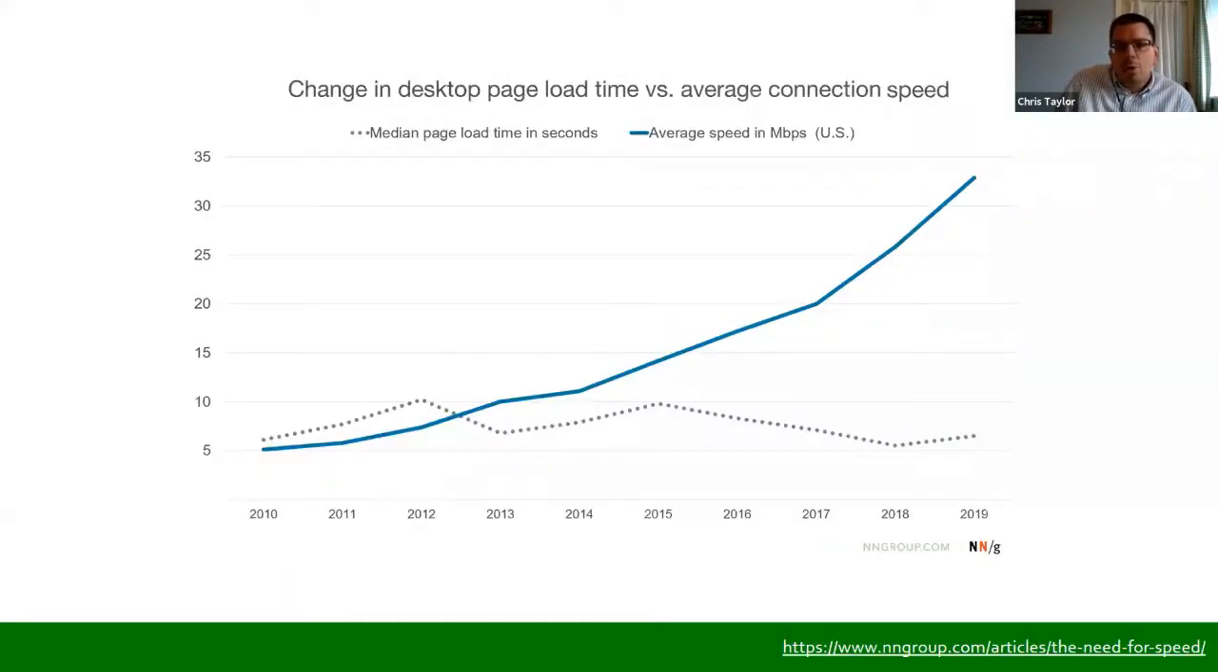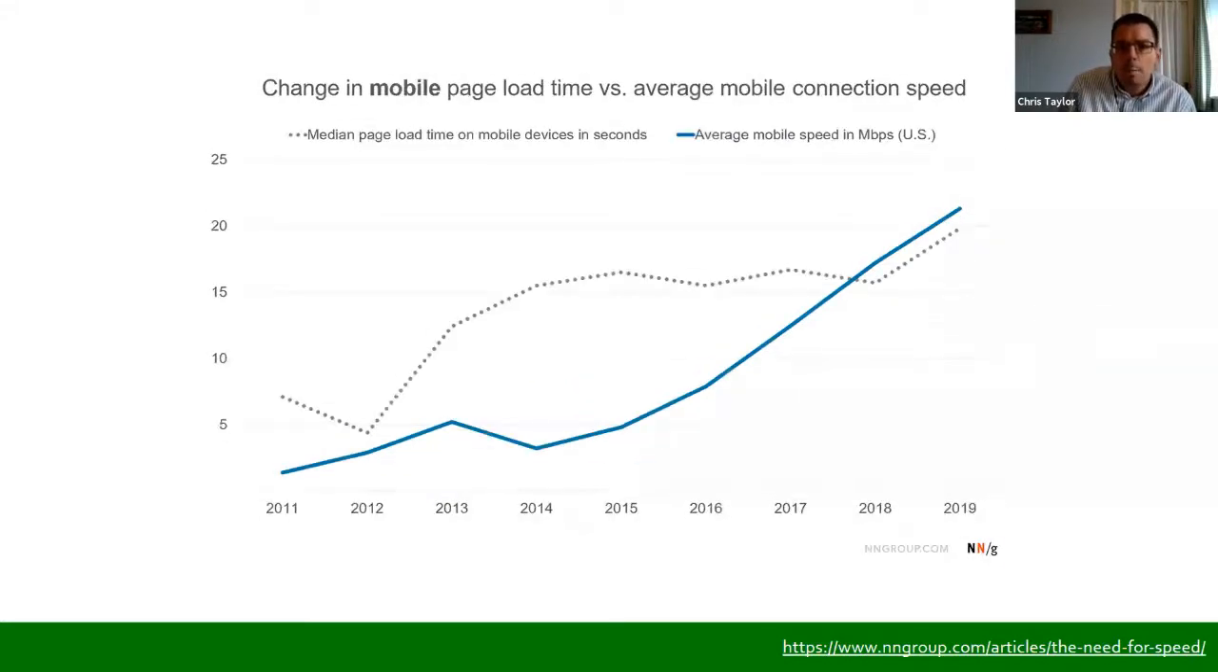The Nielsen-Norman Group, who have been doing research into user experience since about 1998, have analysed the data from the HTTP archive to pull out a few sobering facts. This first graph here shows that in the US, although desktop speeds are getting faster and faster every year, the median page load time has stayed relatively static. And on mobile, the situation is even worse. Median page load time has actually got slower over the last 10 years, despite us having faster connections to our mobiles than we had to our desktops just a few years ago.